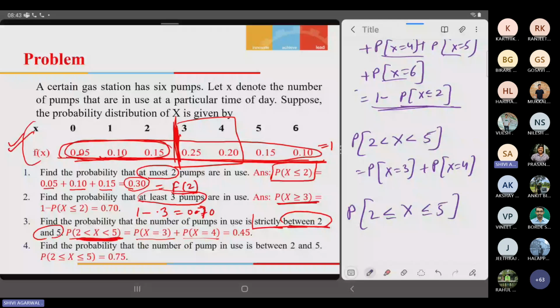There are so many situations when we can say that no pump is in use. All are working, but no customer is there. So we can say that it's a probability. It's a very less probability, but they are not in use.